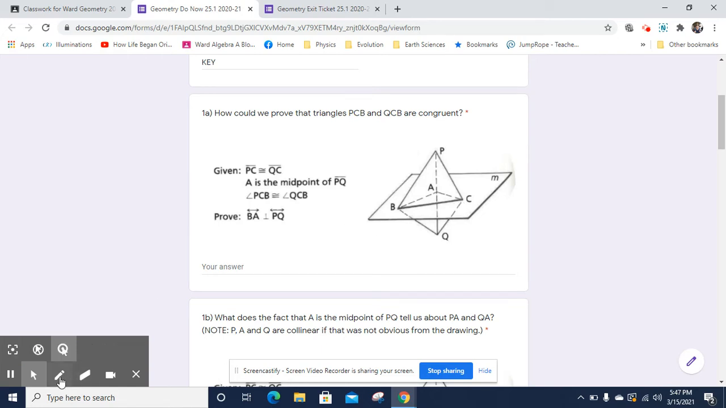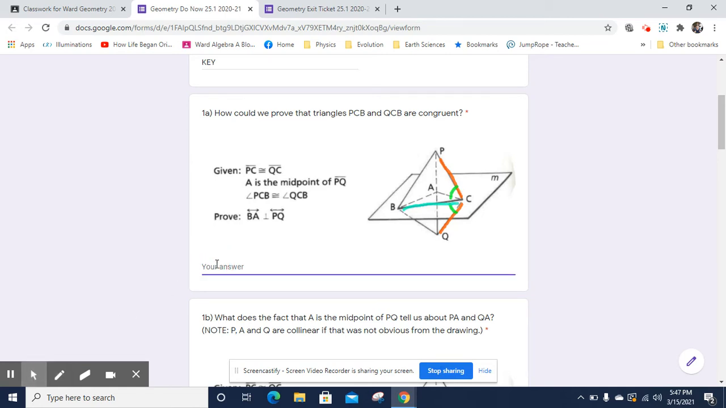Well, let's consider the things we know. We've been told that PC and QC are congruent. We've also been told that this angle here is congruent to this angle here. PCB and QCB are both congruent. And then furthermore, BC is itself. Okay, so we can do that.